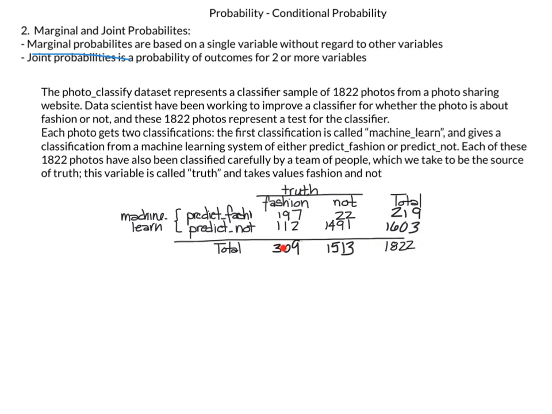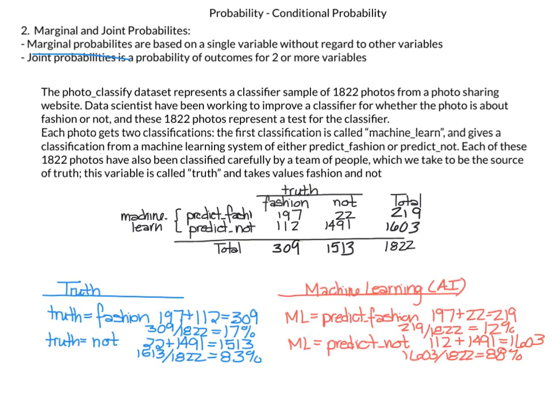So again, we haven't calculated probabilities yet, but these are the numbers, the counts that will help us. Here are the counts that concern our two variables. Here are the counts that concern our one machine learning variable, and these are the counts that concern our one truth variable. The marginal probabilities are actually pretty easy to calculate, so let's go ahead and do that.